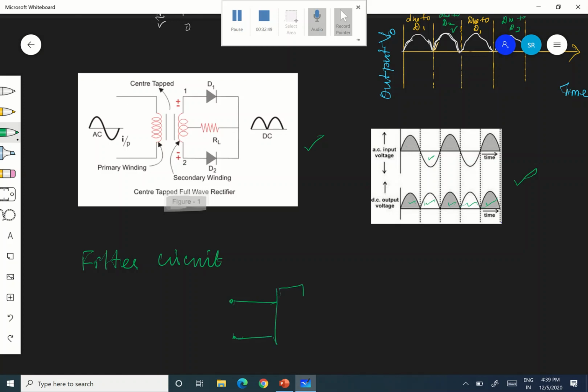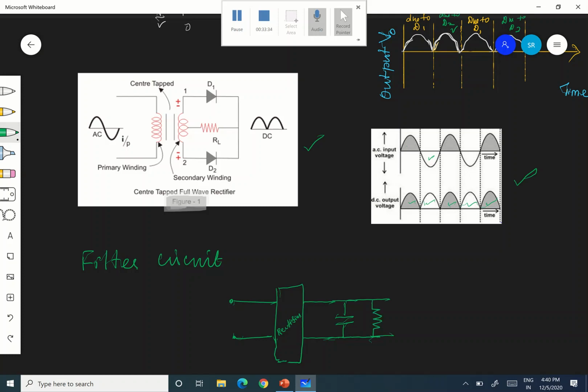This is a rectifier. Okay, I'll write it like this. This is the output of the rectifier. This output of the rectifier is given to a capacitor. It is connected to a capacitor. And after that, there will be a load.